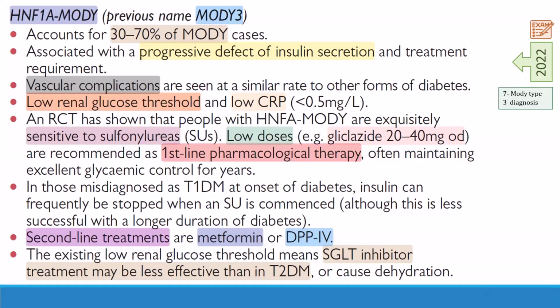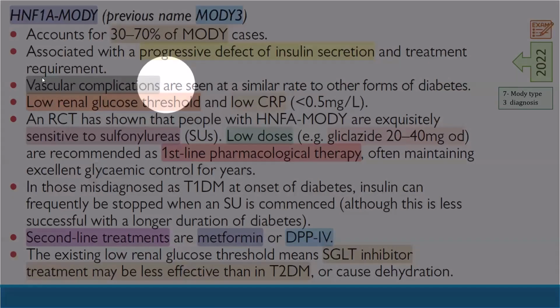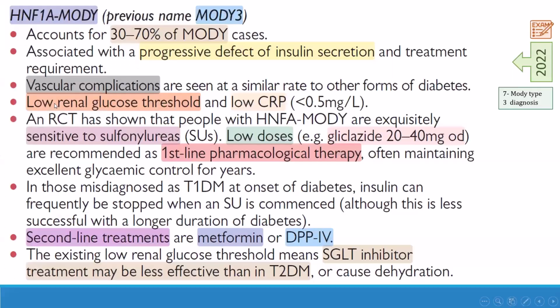This is a very, very important topic. HNF1 alpha is the most common form, 30 to 70%, along with glucokinase. It usually presents with a progressive defect of insulin secretion, so the patient should be treated with sulfonylurea and responds well to sulfonylurea. It may present with vascular complications. HNF1 alpha and 4 alpha present with vascular complications. It is very unique for it: low renal glucose threshold and low CRP. This is unique for HNF1 alpha.